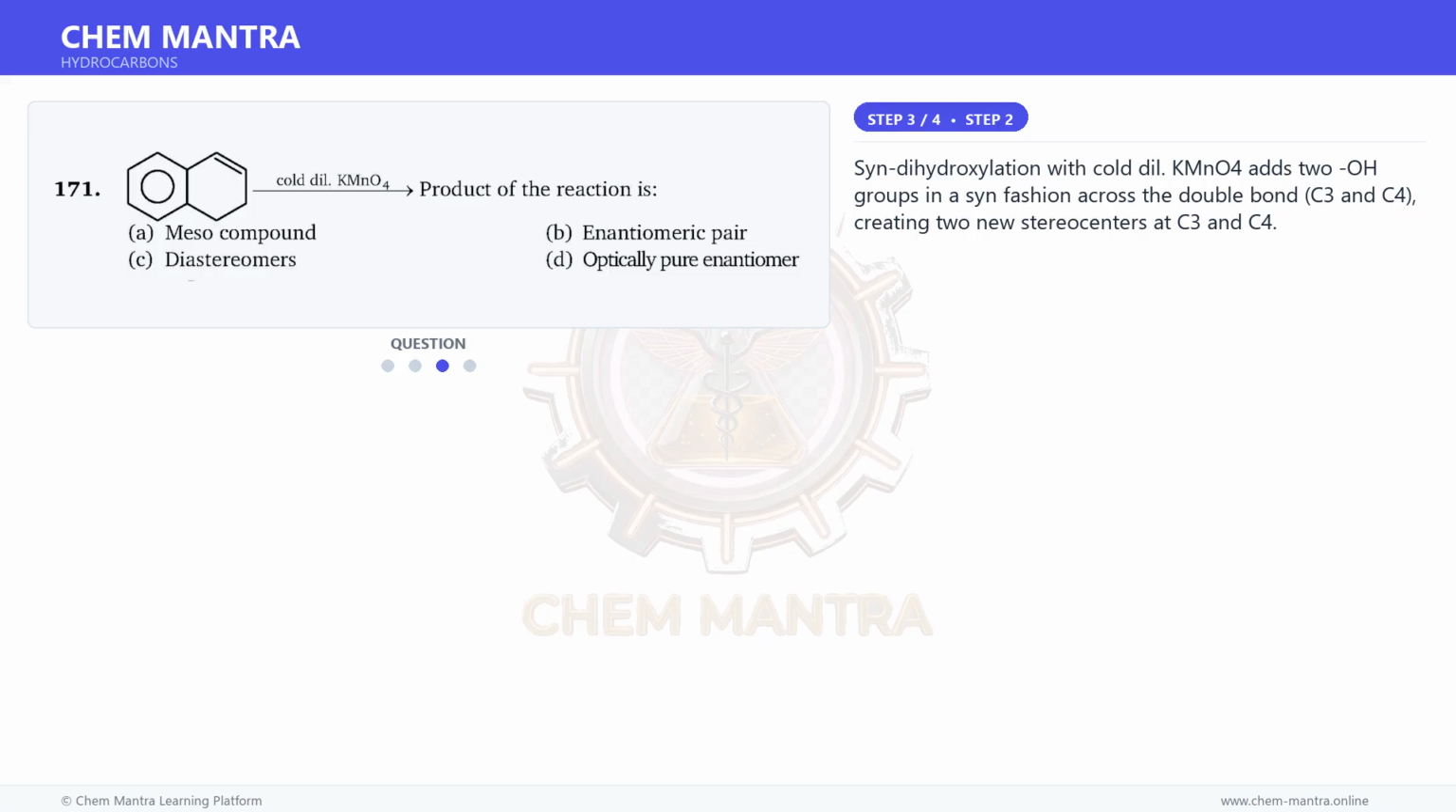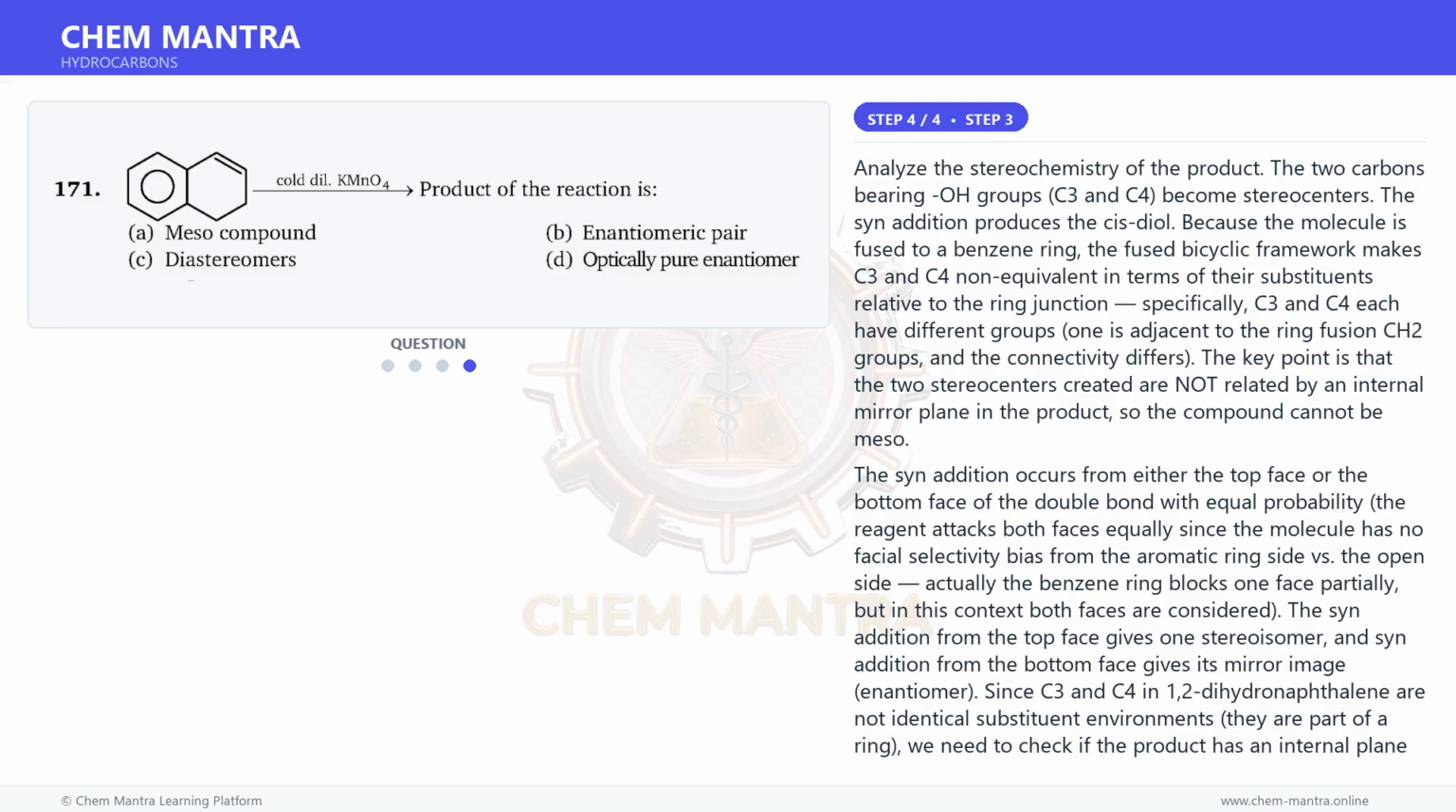Syn-dihydroxylation with cold dilute KMnO4 adds two OH groups in a syn fashion across the double bond C3 and C4, creating two new stereocenters at C3 and C4. And for the final step, analyze the stereochemistry of the product. The two carbons bearing OH groups, C3 and C4, become stereocenters. The syn addition produces the cis diol.